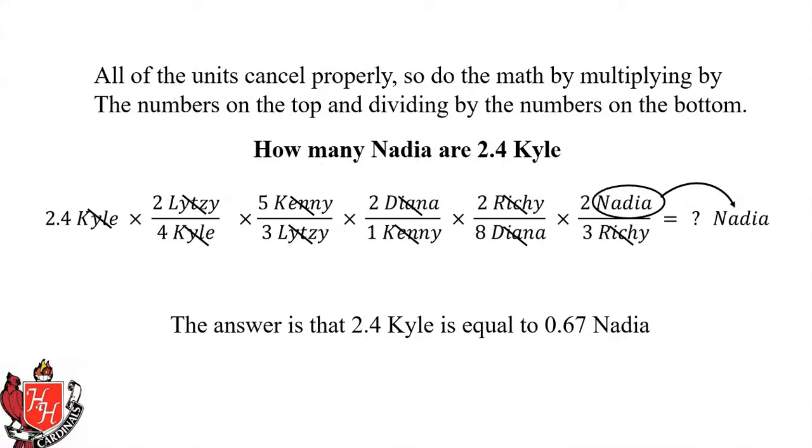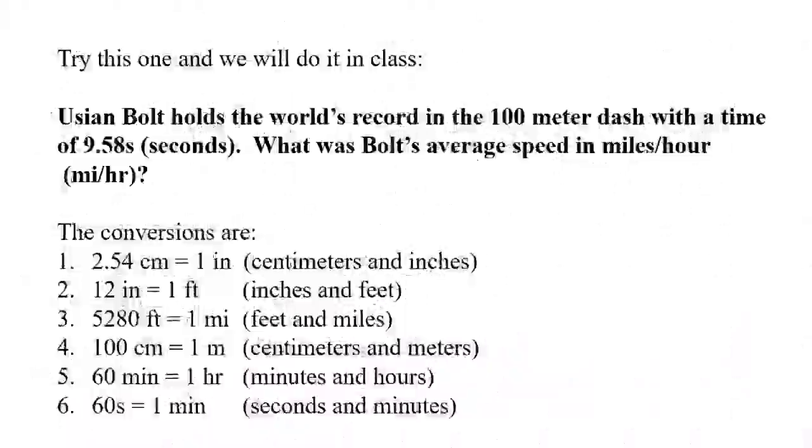Okay, and if you do the math on this, you get an answer that 2.4 Kyle is equal to 0.67 Nadia. And that's how you use dimensional analysis to set up a problem. We will do a lot of these in class tomorrow.